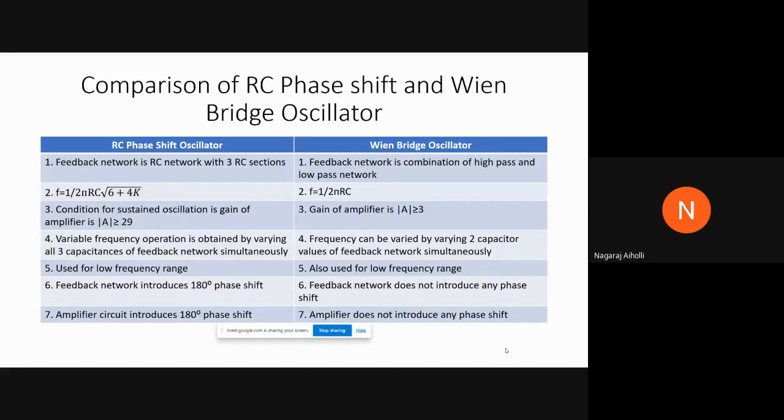Today I'll be explaining the comparison of the RC phase shift oscillator and the Wien bridge oscillator that we have already studied. In the RC phase shift oscillator, the feedback network consists of three RC sections, or three RC networks. In the Wien bridge oscillator, the feedback network is a combination of high pass and low pass networks.